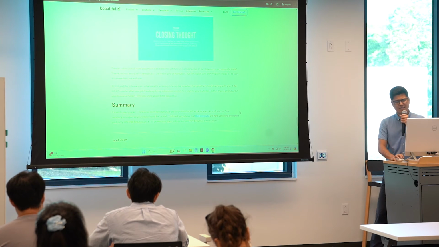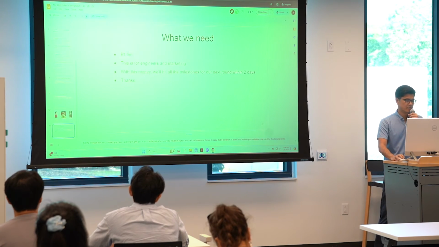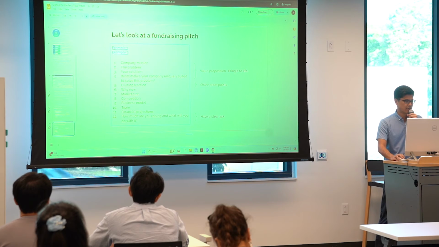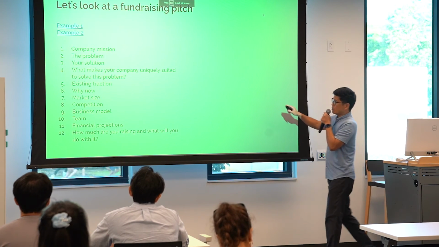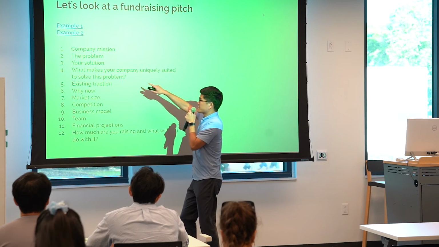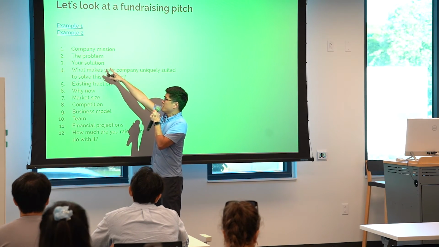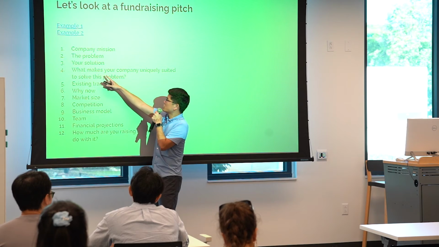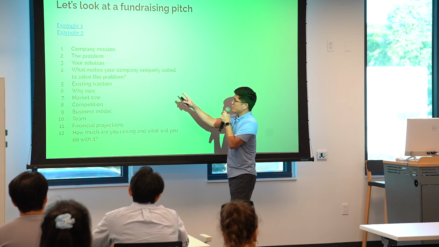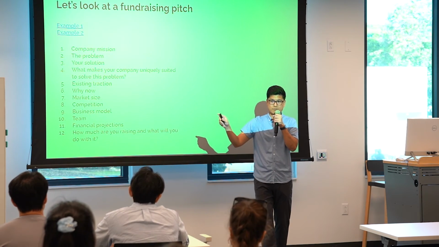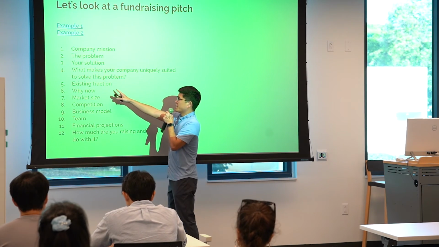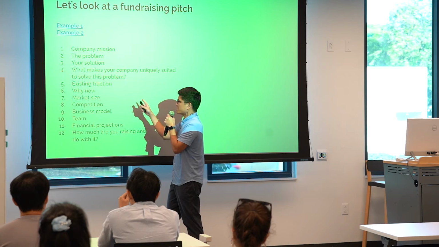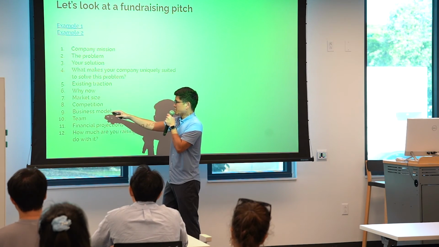They did not include the ask, which is kind of weird, but I went ahead and summarized that here for you guys so you don't have to keep reading back and forth. Here we go. So, a very typical fundraising deck says your company mission, what is the problem you're solving, what is your solution, what makes your company uniquely suited to solve this problem. What is your existing traction, meaning again, how many customers or how many people have tried your product. Why now? Why do we have to solve this problem?